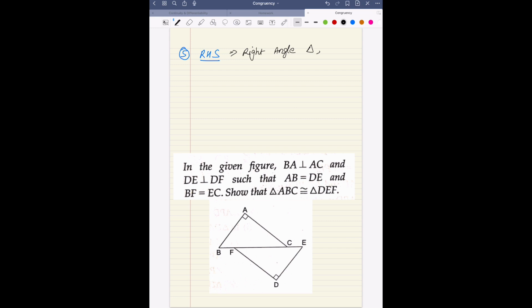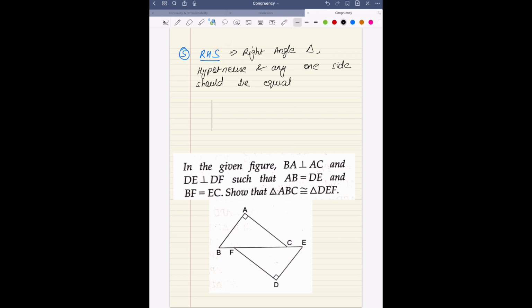So what is the criteria? Because it's a right angle, both of them will be right angle triangles. Your angle is already equal, so we don't talk about it. All you have to check is the hypotenuse, and any one side should be equal. If you have this, you call it RHS. So R for right angle triangle, H for hypotenuse, S for any one side.